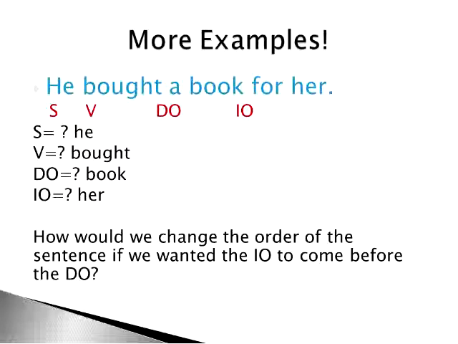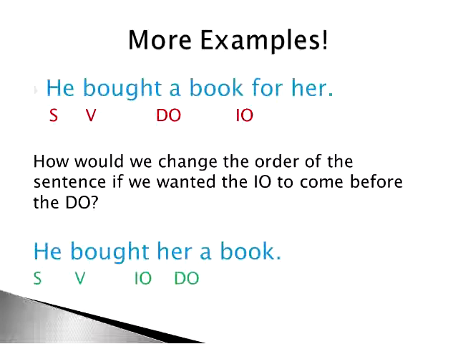So let's take a look and see. If we were to change the order: he bought her a book. Is that what you guys had? Yeah. Awesome. Okay, so you can switch the order. If you know how to manipulate a sentence and change the order, and you know at minimum your subject, your verb, direct object, and indirect object, you can work with that and you will understand grammar a little bit better.